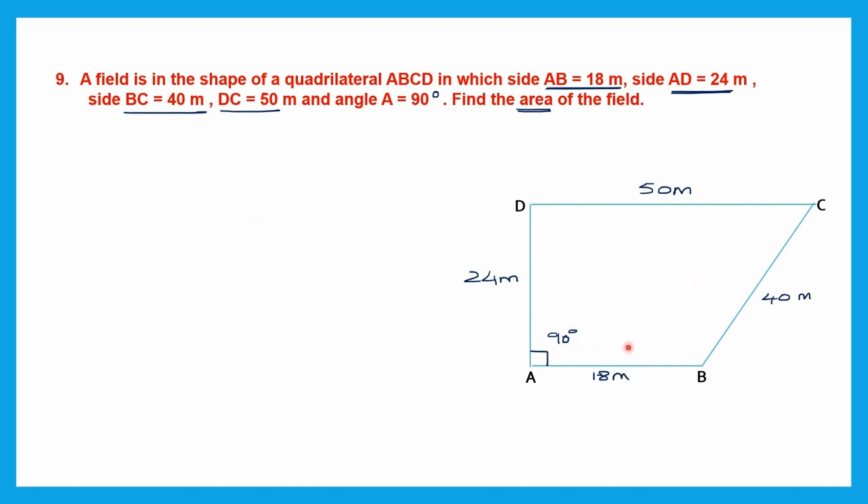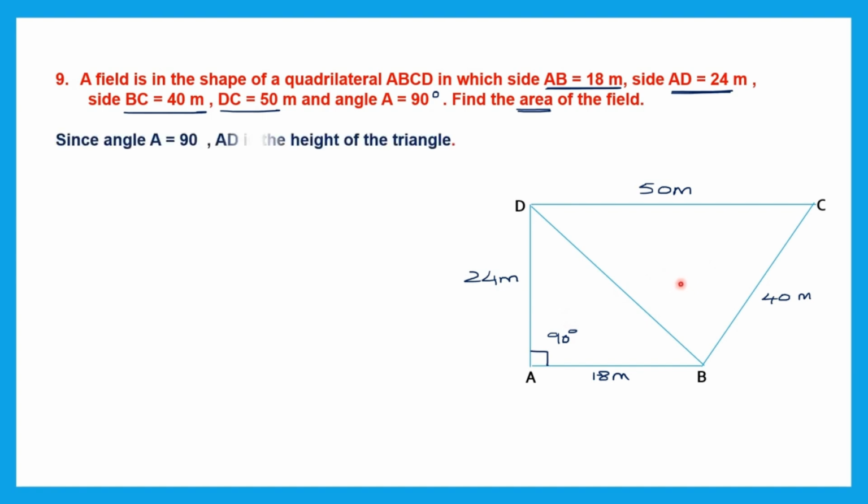Now how do we find the area of a quadrilateral that is shaped like this? We don't have a formula for something like this, isn't it? So what we can do is divide this quadrilateral into two triangles. If I draw a line like this, now I have two triangles here, isn't it? I have a triangle DAB and I have a triangle DBC. Now what we can do is find the area of this triangle, find the area of this triangle and add up both the areas. We will find the area of this field.